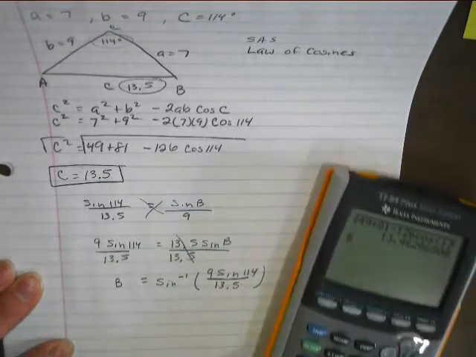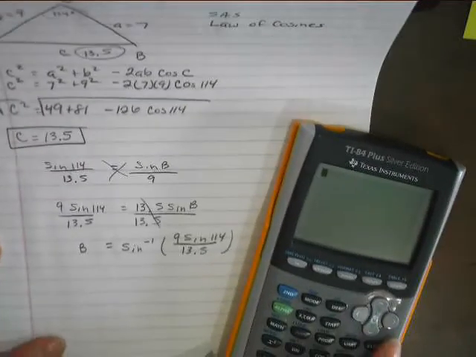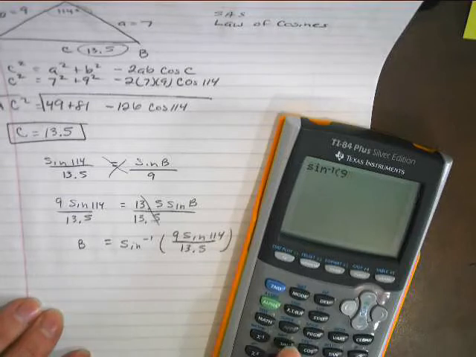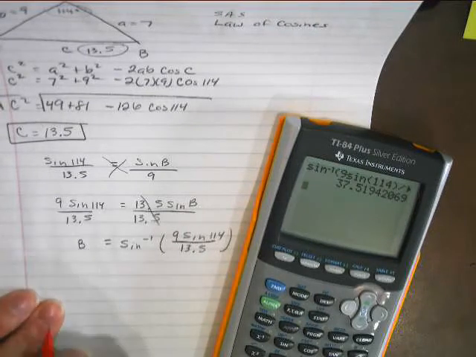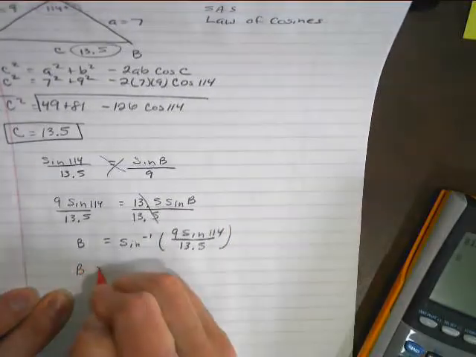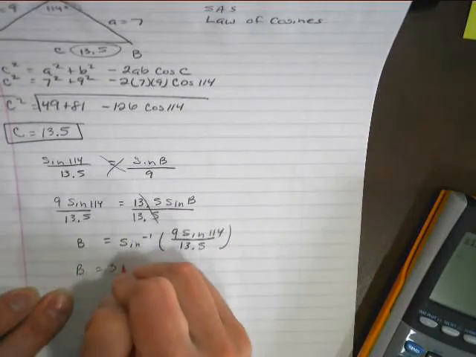Well, let's put that into our calculator just to make sure we understand what's going on here. So the inverse sine, 9 times the sine of 114 divided by 13.5 is going to give us 37.5. And if we round that up to the nearest degree, we see that B is going to equal 38 degrees.